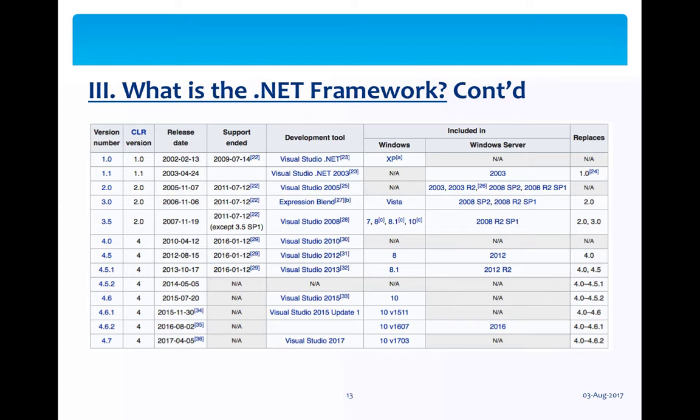Here are the versions of Visual Studio and the .NET Framework. The latest version of the .NET Framework is 4.6.2, released in 2017.